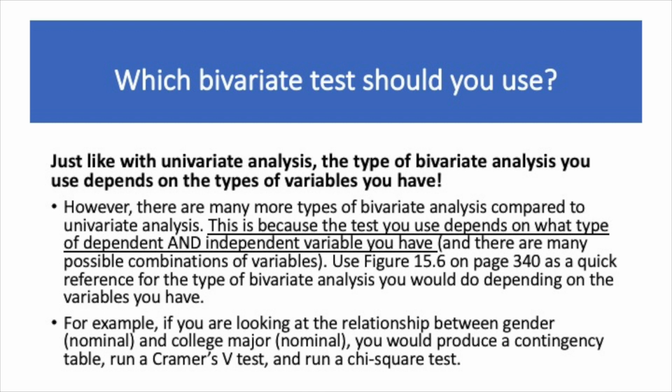Here's an example at the bottom of this one. So if you are looking at the relationship between gender, which is a nominal variable, and college major, which is also nominal, you would produce a contingency table, and you would run a Cramer's V test, and then a chi-square test, which is actually a test that we're going to talk about in a future week. Okay, it is on the table, but we'll talk about what a chi-square test is and what it gives you in a future module. Okay?